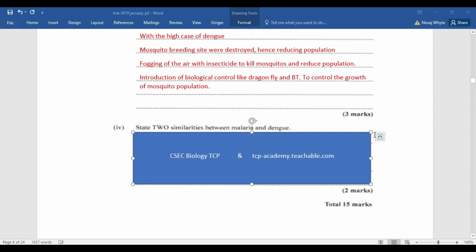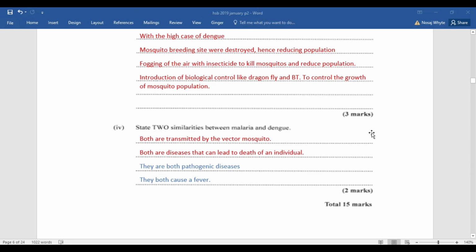Let's look at the other question. Say 2 similarities between dengue and malaria. What makes them similar? All right, they are both, of course, spread by a mosquito. That's the first thing that should pop out. They are both transmitted by the vector mosquito.